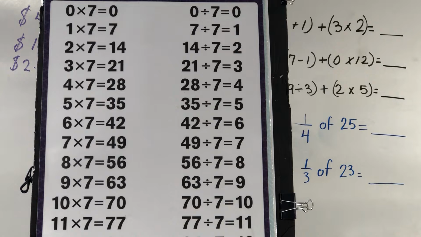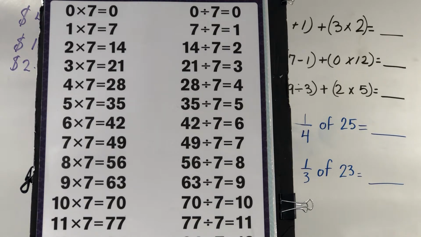Let's keep going. 6 times 7 equals 42. 7 times 7 equals 49. 8 times 7 equals 56. 9 times 7 equals 63. 10 times 7 equals 70. 11 times 7 equals 77. 12 times 7 equals 84.